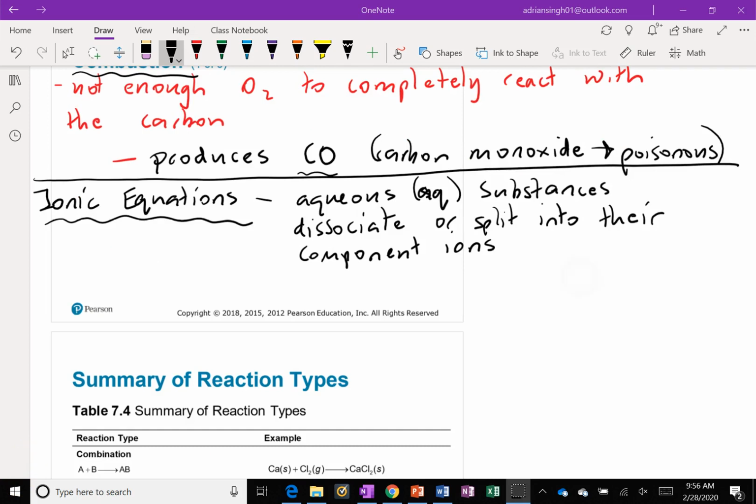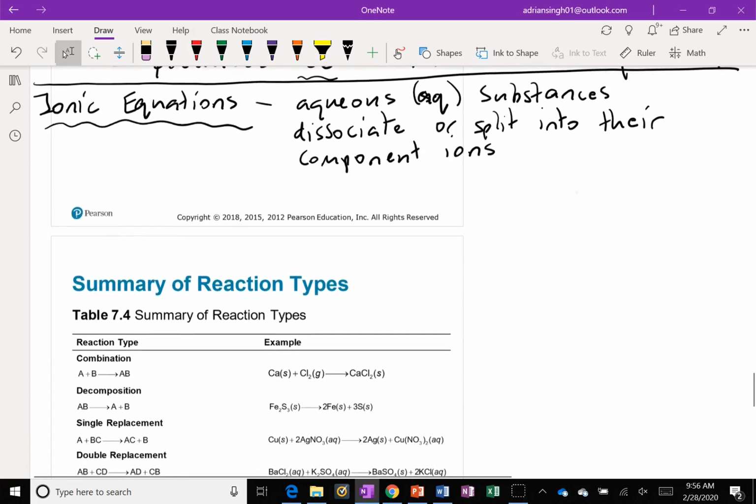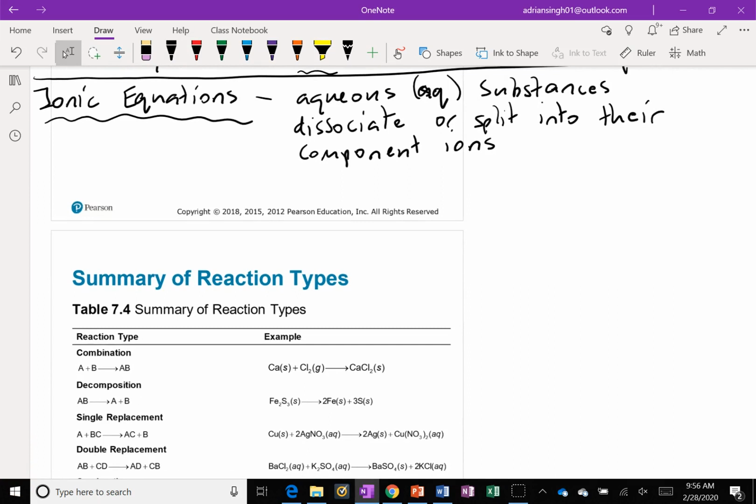All right, and then the last type, which wasn't actually on our original list of 5, but it is something that you saw in lab, were our ionic equations. In your ionic equations, we're going to apply these to our substances that are in the aqueous or AQ phase or physical state. And when you have something that's aqueous, what that means is that it's dissolved in water. And what's going to happen is that substance is actually going to dissociate or split into the ions that actually make up that compound.